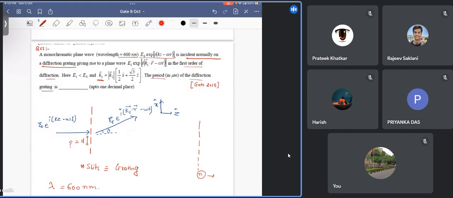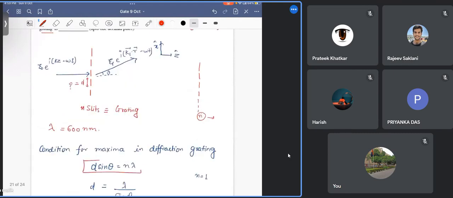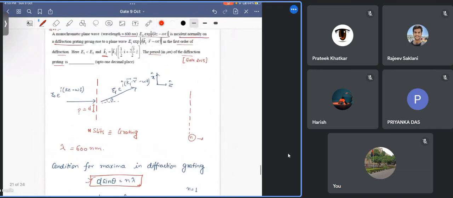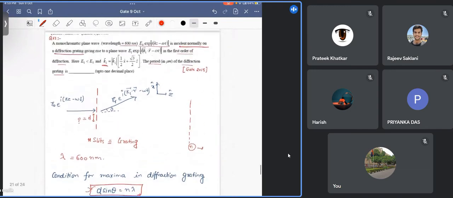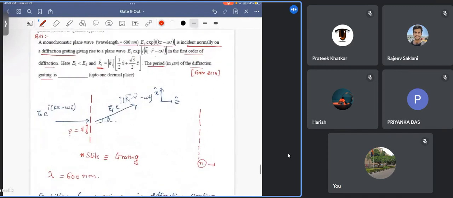The condition for the maxima in the case of a grating is given by d sin theta equals n lambda. It is a long expression to derive this condition, so I just use it directly here. The concept here is that we have to find the period of the diffraction grating.